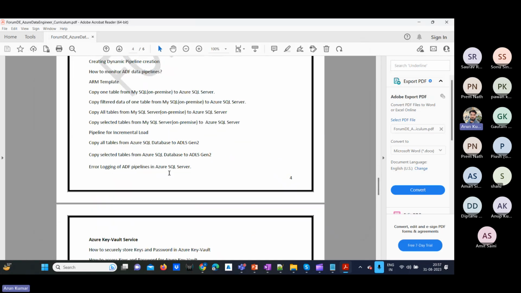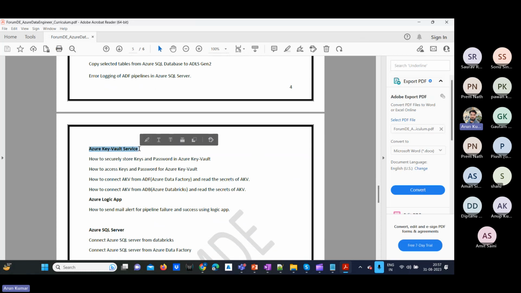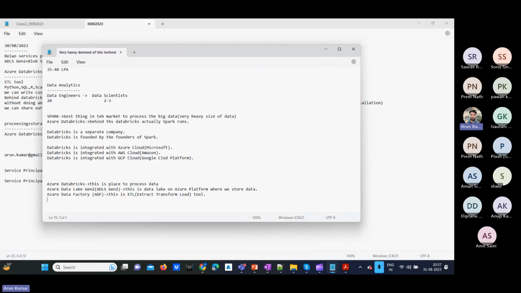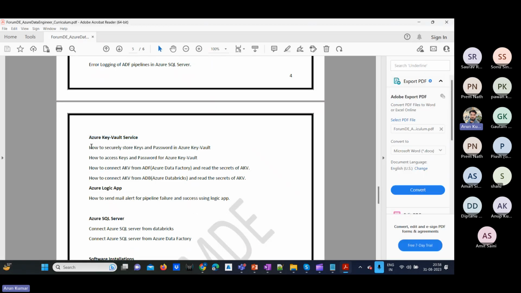Other things that we will be learning in our session is the Azure Key Vault service. This is very, very important when we start talking about security in the Azure platform. When we talk about security in Azure cloud, this is very important. So all these things we'll be covering.